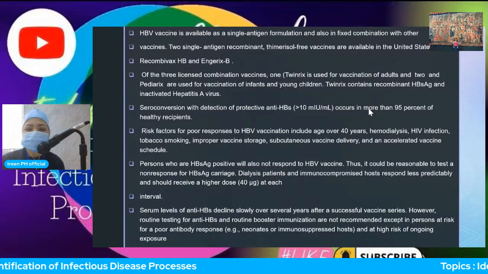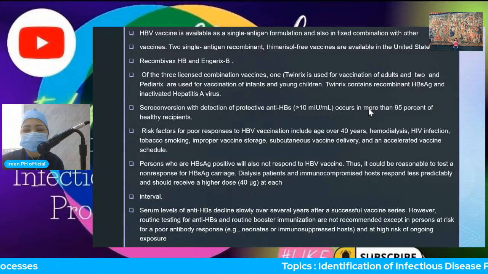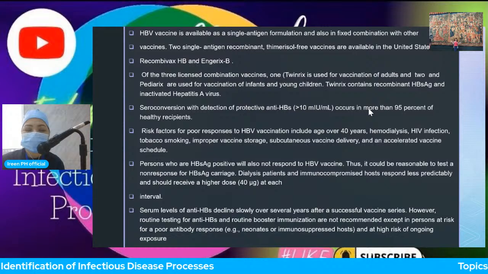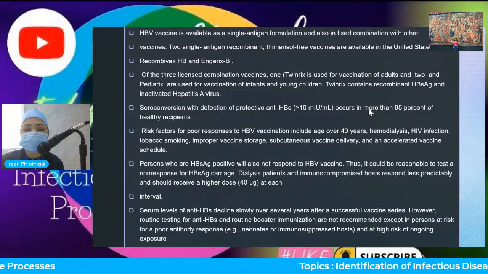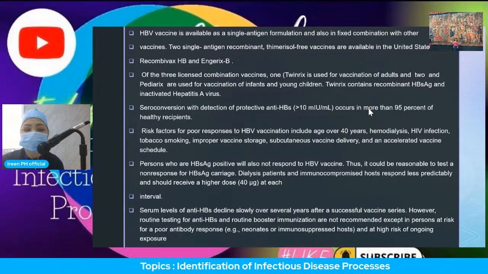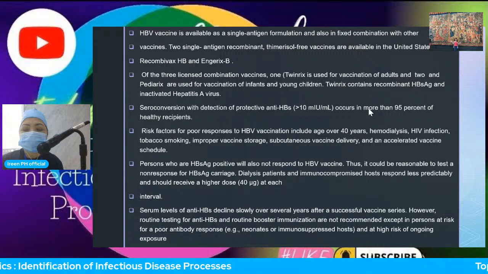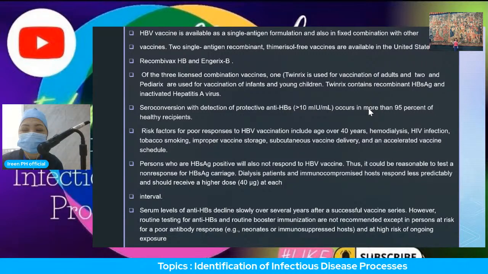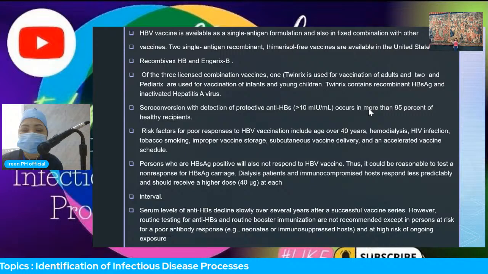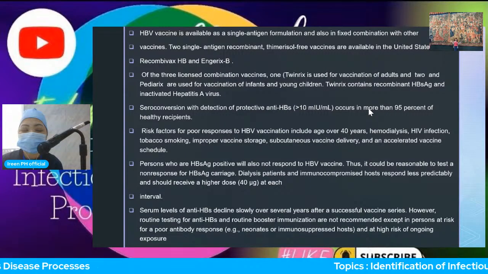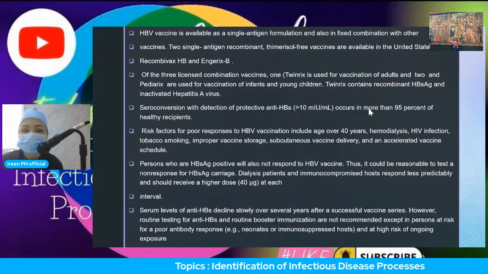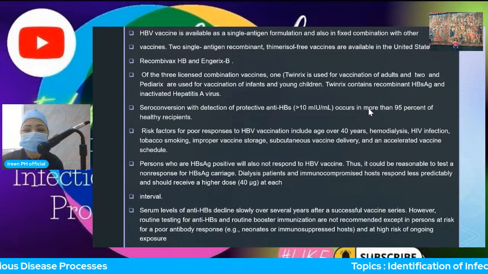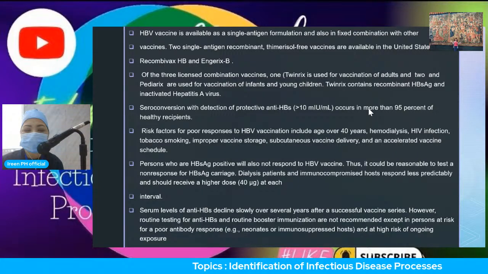Of the three licensed combination vaccines, one is for adults and two are pediatric. For all the types of pediatric vaccines, I keep a record, and the important thing is the year of expiration, until when. It's very important. Pediatric vaccines are used for vaccination of infants and young children. Twinrix contains recombinant HBsAg and inactivated hepatitis A virus.